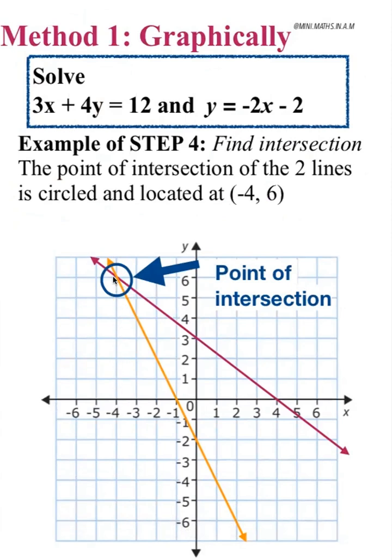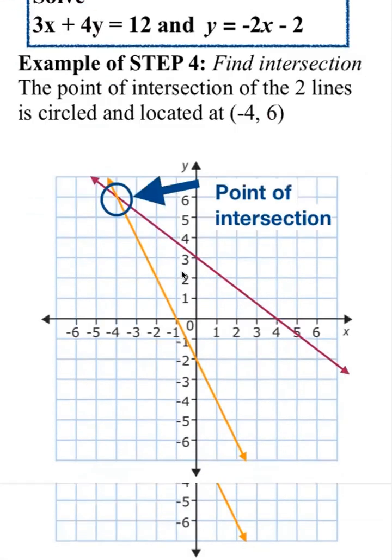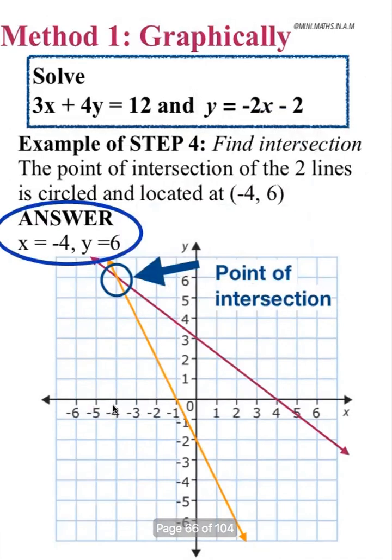Okay, so our point of intersection is just circled, and we can see the coordinates of that point of intersection are negative 4 and 6, which means our answer is going to be x equals negative 4, which we just got from there, and y equals 6.